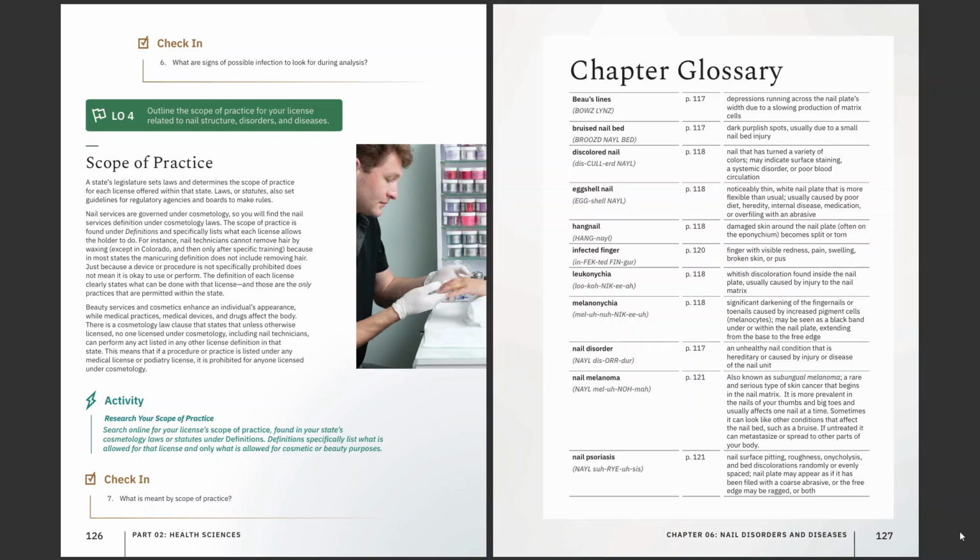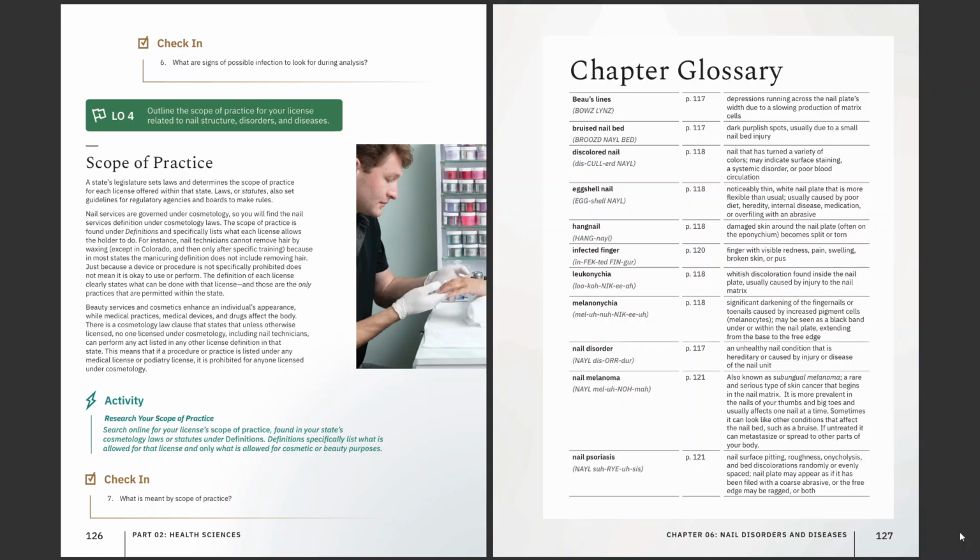Nail services are governed under cosmetology, so you will find the nail service definition under cosmetology laws. The scope of practice is found under definitions and specifically lists what each license allows the holder to do. For instance, nail technicians cannot remove hair by waxing, except in Colorado, and then only after specific training, because in most states the manicuring definition does not include removing hair.